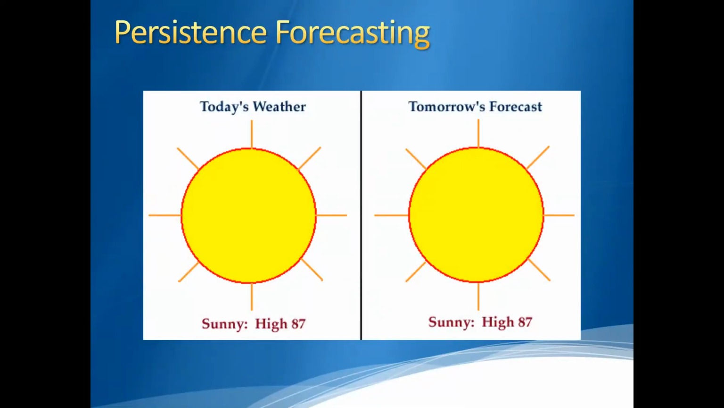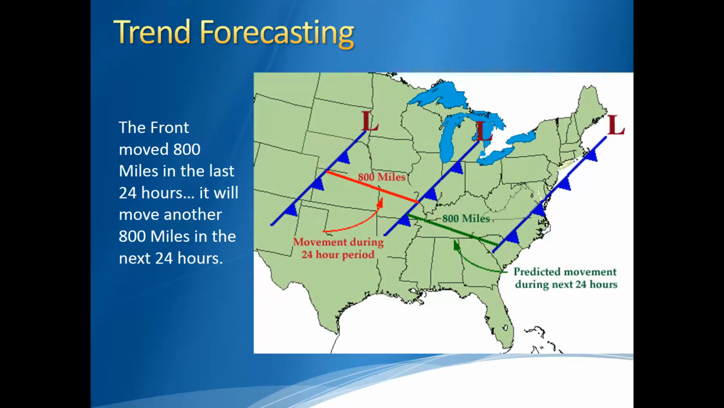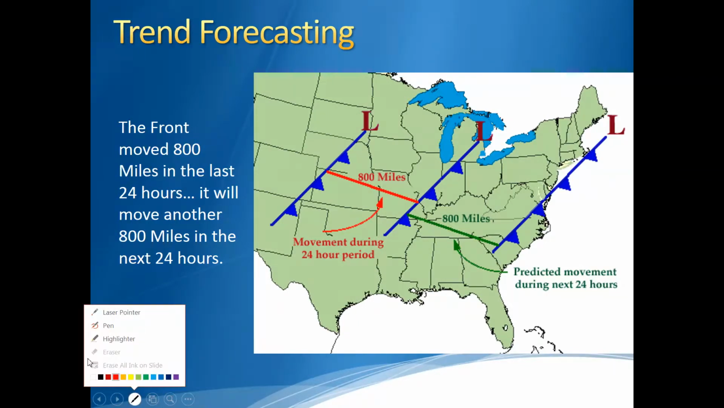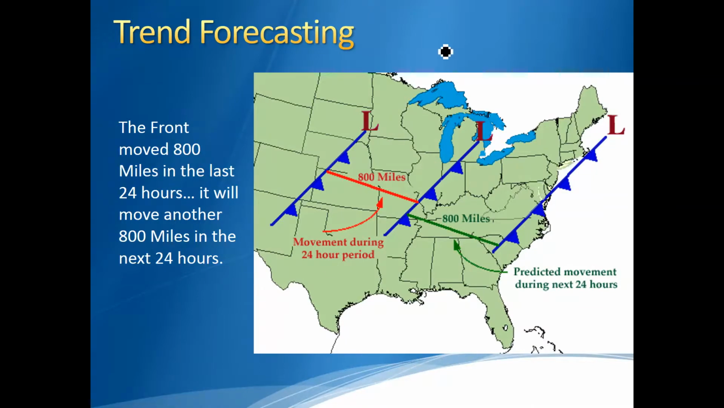So before we continue on, a persistence forecast, whatever the current conditions are, they're going to persist. If it's 87 today, it's 87 tomorrow. That's what a persistence forecast is. Now, as far as a trend forecast is concerned, one of the usefulnesses of a trend forecast, and you'll see this in this week's module activity, is the movement of fronts. So let's say you are a city right here.